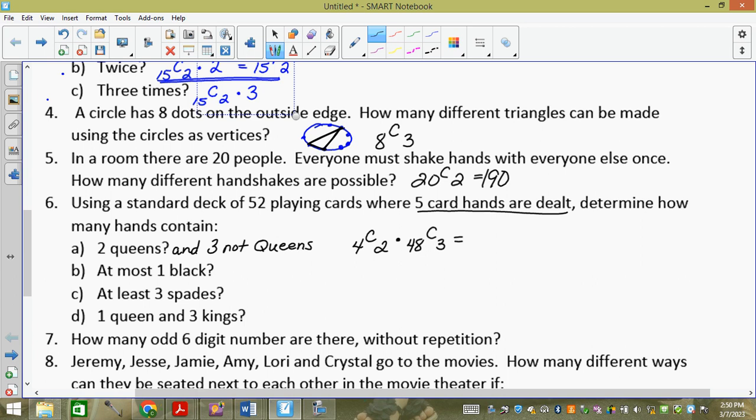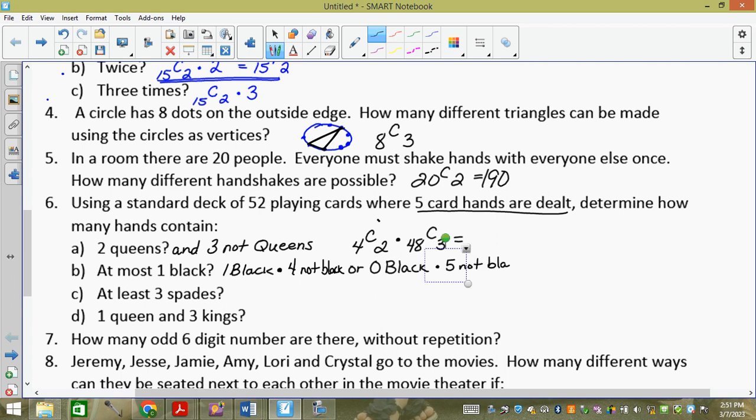Okay, the next one says at most 1 black. At most 1 means 1 or less. So at most 1 black means 1 black or no black. However, both of these don't have 5 cards, right? I need a 5 card hand. True statement? So I need 1 black and 4 not black. And in this case, not black is red, but I'm proving the point. And then this one here is 0 black and 5 not black.